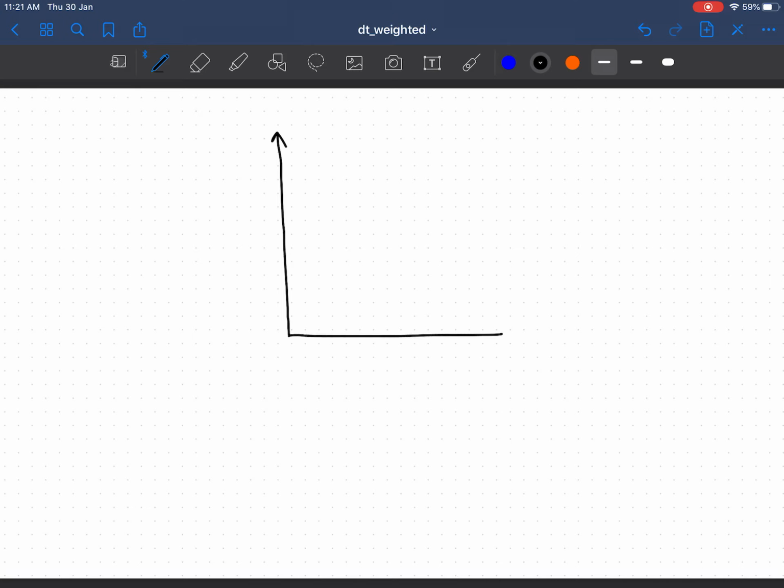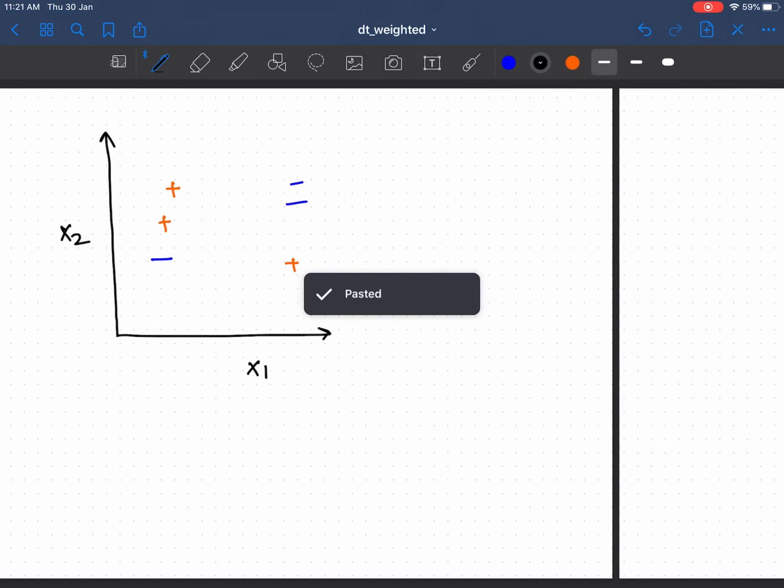We have real inputs, two features x1 and x2. Let's just draw the two classes: 2 plus and a minus on this side of the plane, and a plus and 2 minus on this side of the plane. Now, to make things interesting, we'll say that instead of having uniform weight for each of these samples, we'll have some different weights for these samples.